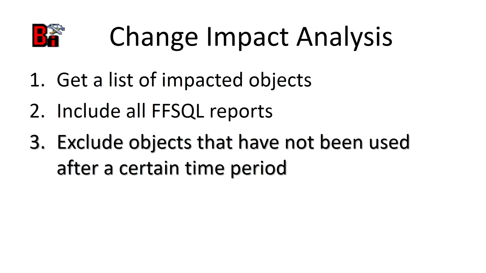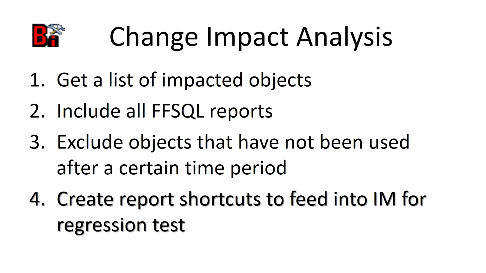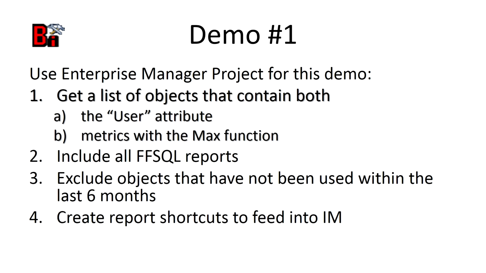Task number 3. Exclude objects that have not been used after a certain time period. If you have thousands of objects that are impacted, you want to ignore objects no longer in use and focus your attention on objects currently in use. Task number 4. Create report shortcuts to fit into Integrity Manager for regression test. If you use MicroStrategy long enough, you will agree with me that it is very challenging to perform change impact analysis without automation tools. For this demo, we'll use MicroStrategy's own Enterprise Manager project.